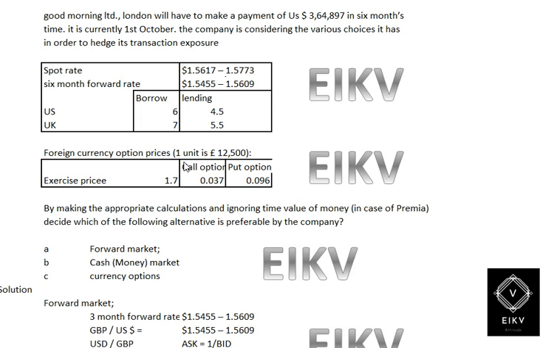And the foreign currency option prices: 1 unit of GBP is 12,500. The exercise price would be 1.7, and the call option price would be 0.037 and 0.096. By making the appropriate calculation and ignoring the time value of money in case of premium, decide which of the following alternatives is preferable for the company.